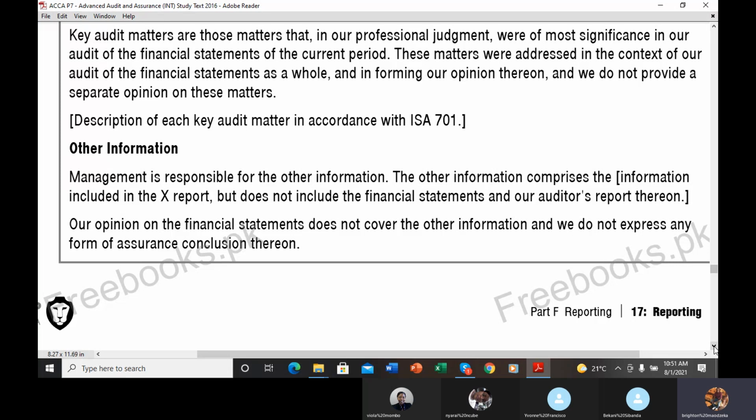But it does not include the financial statements and our auditor's report thereon. Our opinion on the financial statements does not cover the other information, and we do not express any form of assurance conclusion thereon. Why? Because we are just disclosing that information, but we do not cover it during our audit. Management is responsible for the other information, but we think that you have to disclose it.